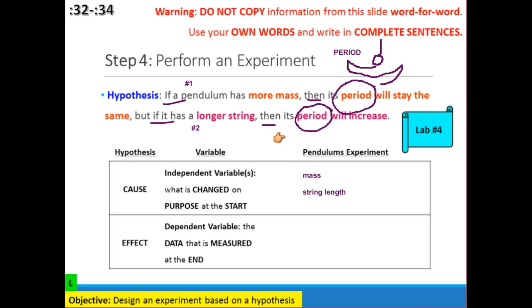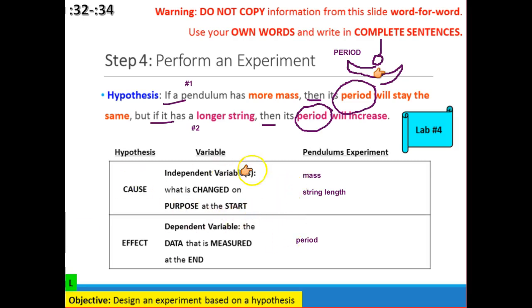Take a look at the, and yeah, we're taking a look at the period, okay? This is what we're measuring at the end of the experiment, is how long it takes to do a full trip, or as Robert was saying, to go from left to right and back again, okay? So this is what we are measuring. This is how we're seeing if the motion of the pendulum changes. Thumbs up if that makes sense.